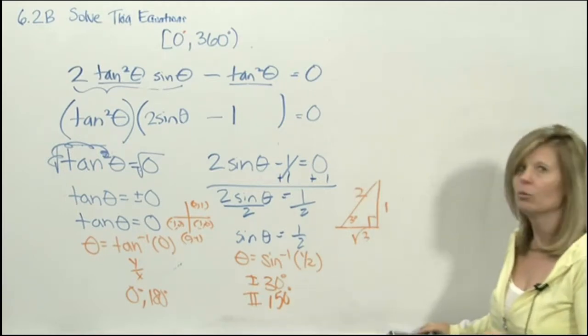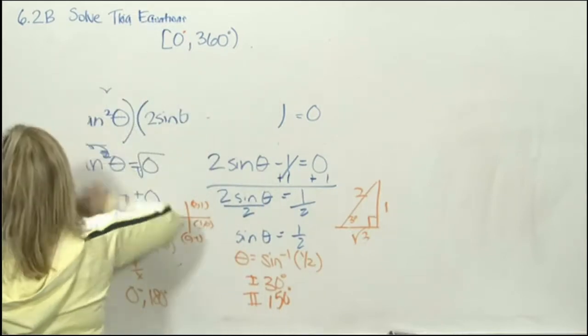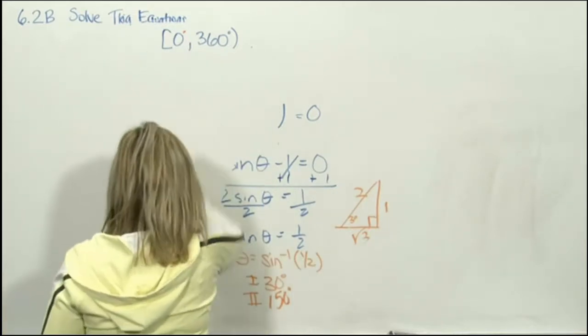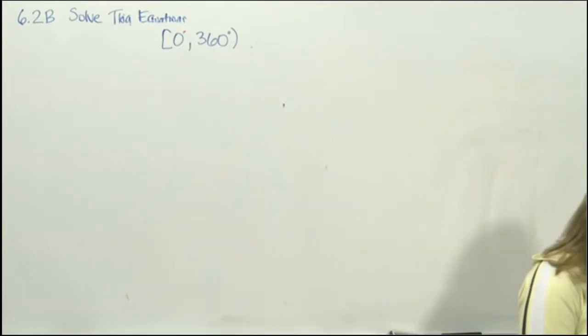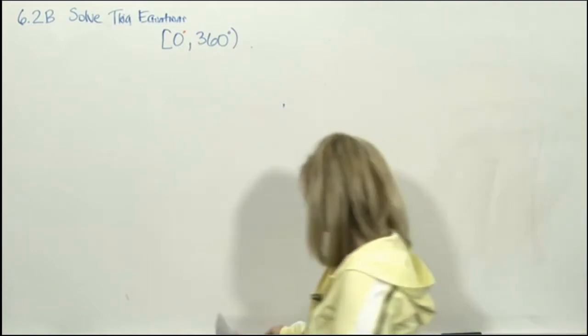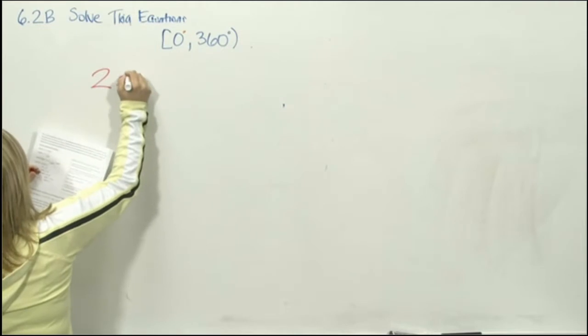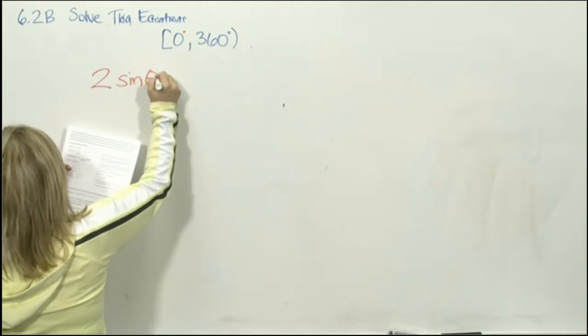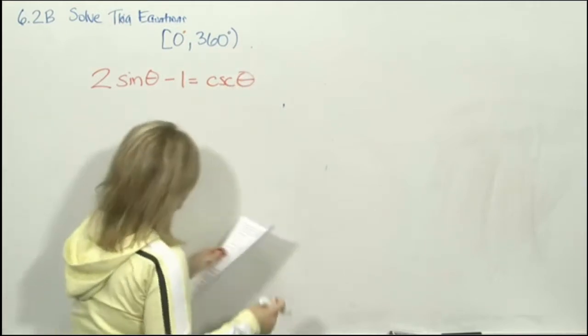All right, let me do one more with you, okay, so we get it. In your notes, the last one I want to look at is the next one, because this one's very different. So we have 2 sine theta minus 1 equals cosecant theta.